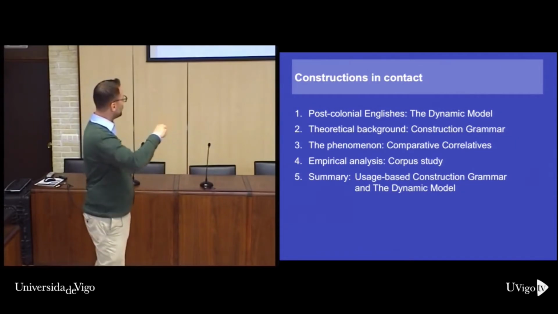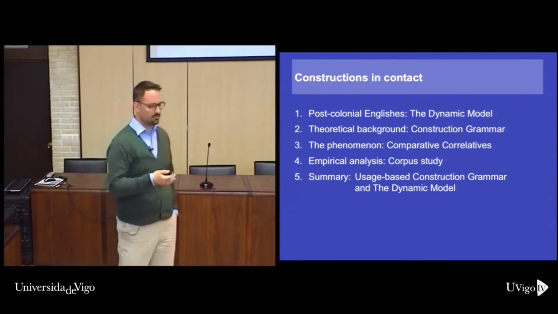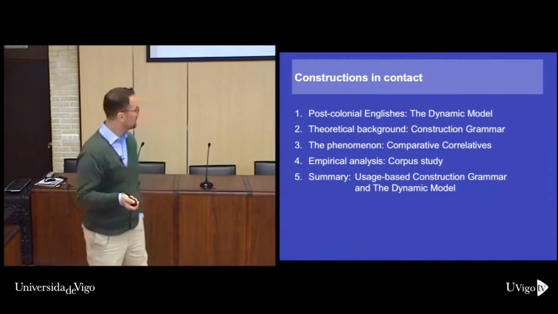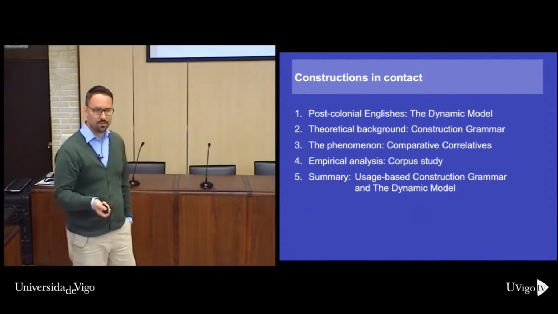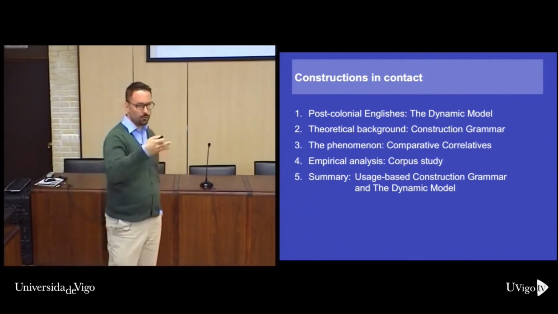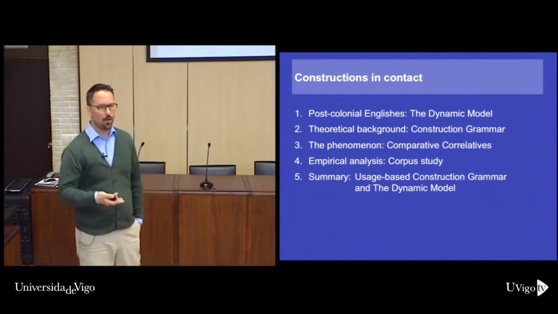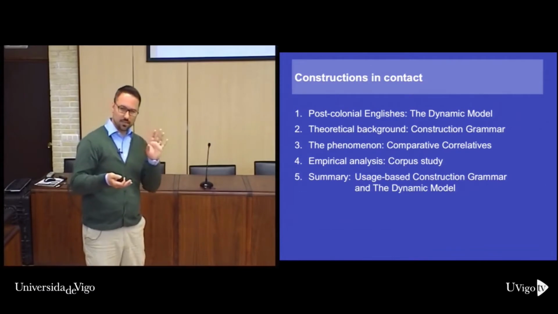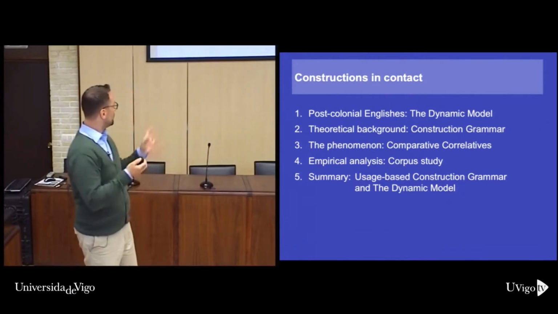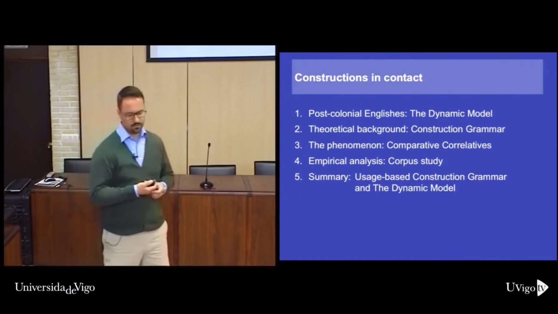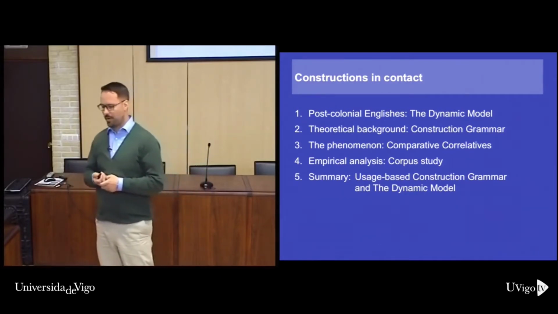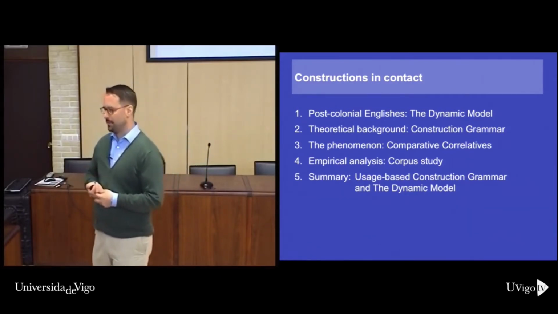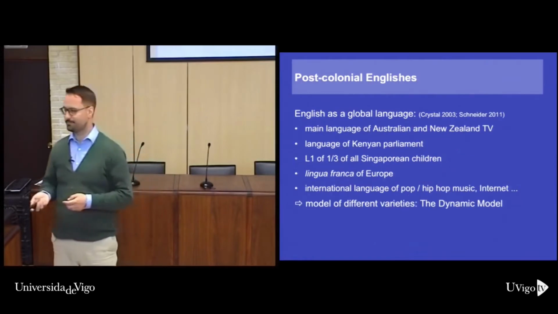I'm looking in particular at comparative correlatives because I've worked on those for the last couple of years. I will show a corpus study that I did to follow up the hypothesis that I had and show you the constructionist questions that I asked of the data. And then I will summarize and put it into a grounded perspective, where I think usage-based construction grammar can be implemented in the dynamic model.